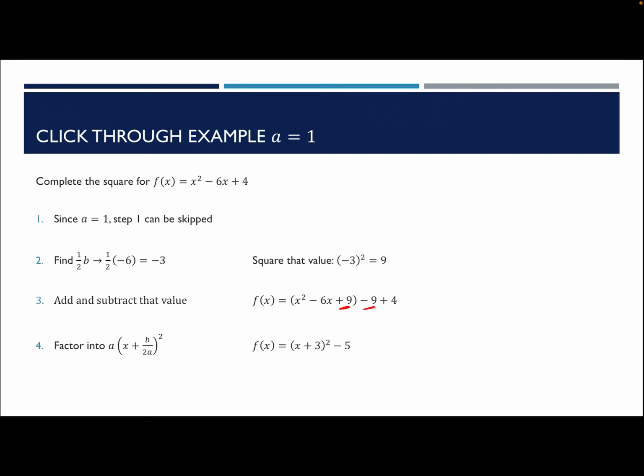And then the next step, this part that I'm circling, always factors to be x and half of the number that you have squared. That should be x minus 3. My apologies, that should be x minus 3 squared minus 5. So the next step is always going to be whatever value you get right here when you factor, it is going to be x and that number squared.